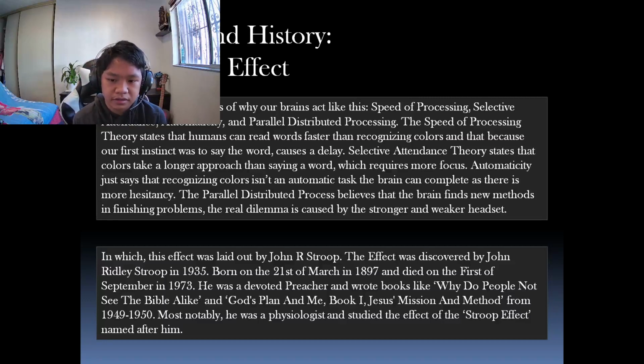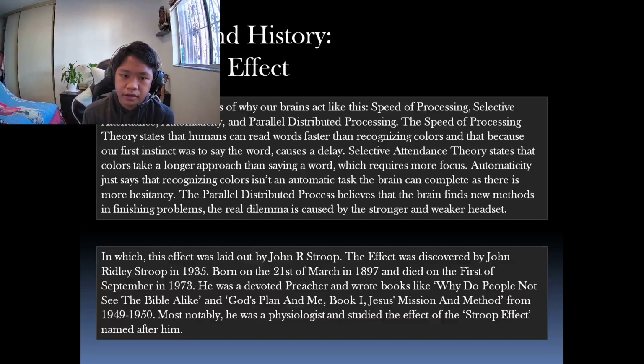The selective attendance theory states that colors take a longer approach than saying a word, which requires more focus. Automaticity says recognizing colors isn't an automatic task that our brain can complete, as there is more hesitancy. Lastly, the parallel distributive process believes that the brain finds new methods in finishing problems, and that the real dilemma isn't caused by whether it's a word or the color. It's caused by stronger and weaker pathways, saying the incongruent is stronger than the congruent stimuli.